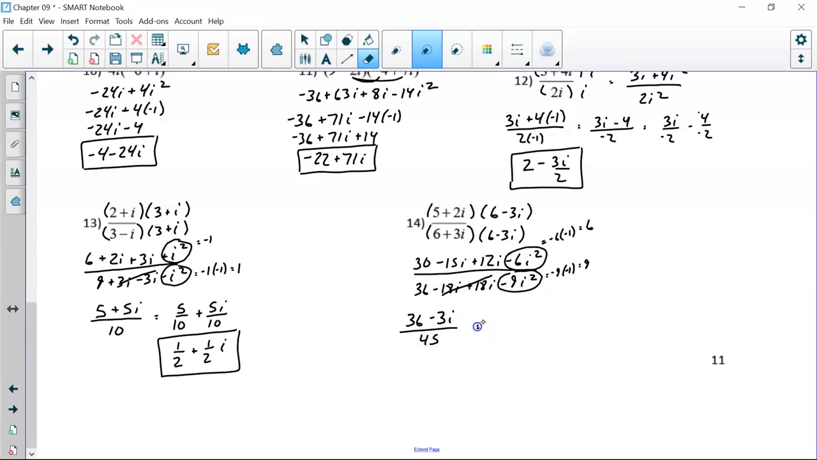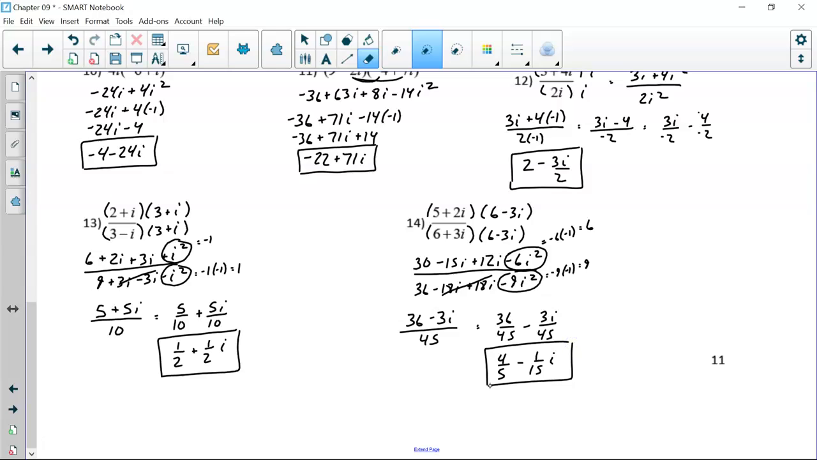Now we split them up. 36 over 45 minus 3i over 45. 36 over 45, they're both divisible by 9. It's 4/5. 3 and 45 are both divisible by 3. So it's going to be minus 1/15 i. And that's our simplified answer.